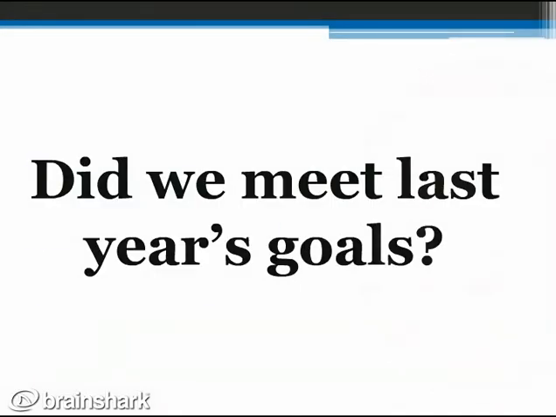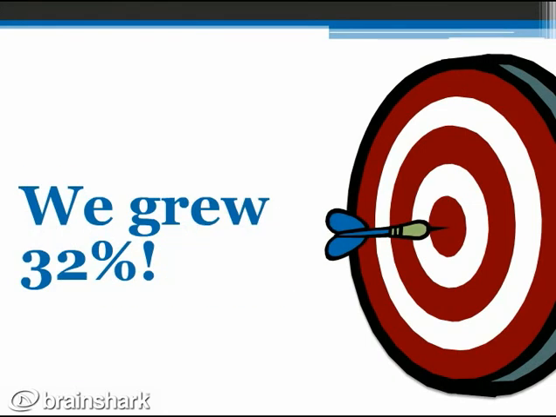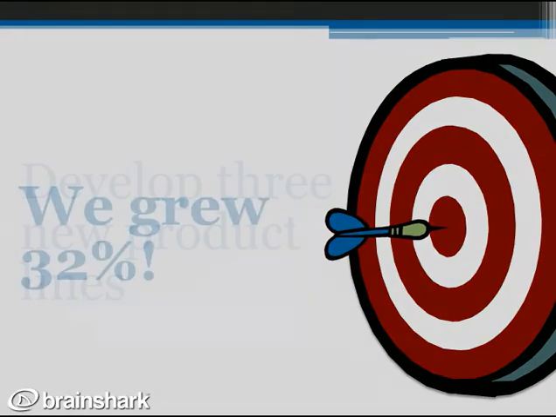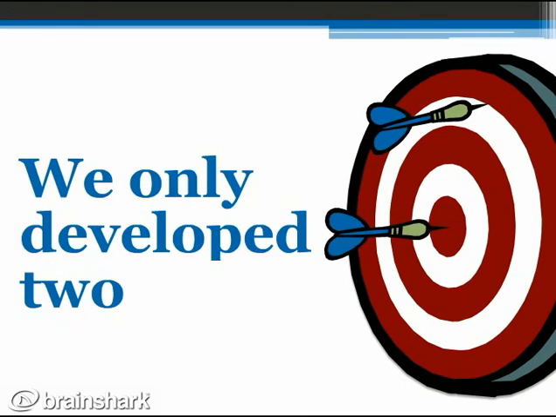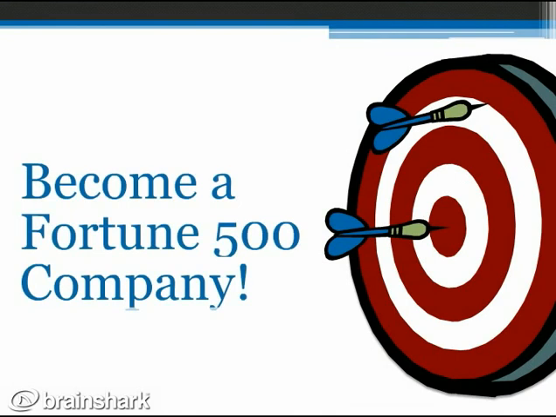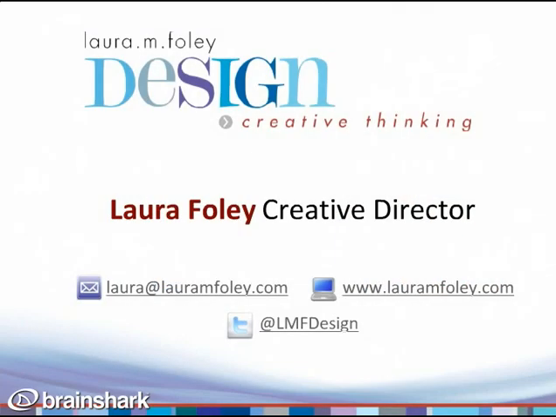Did we meet our goals for last year? We wanted to grow by at least 20%, but we actually grew 32%. We also wanted to develop 3 new product lines, but we only developed 2. Did we become a Fortune 500 company? Nope, that didn't happen.